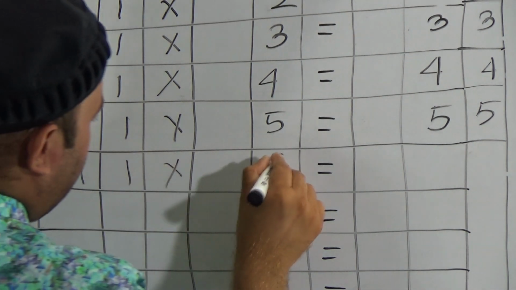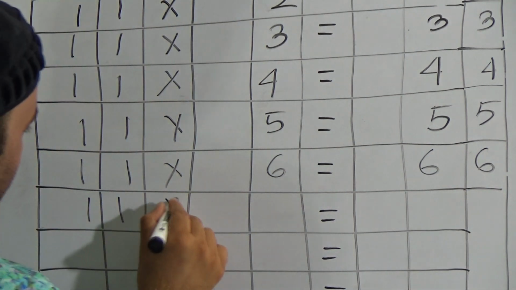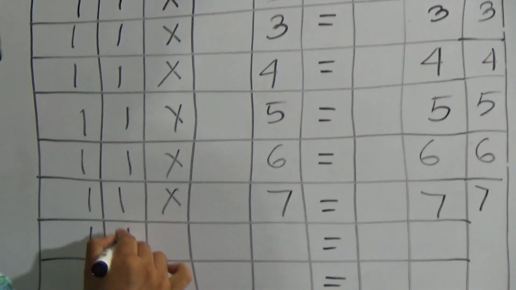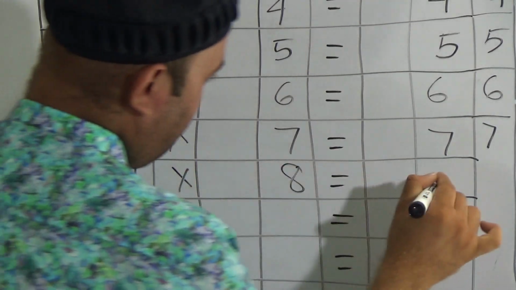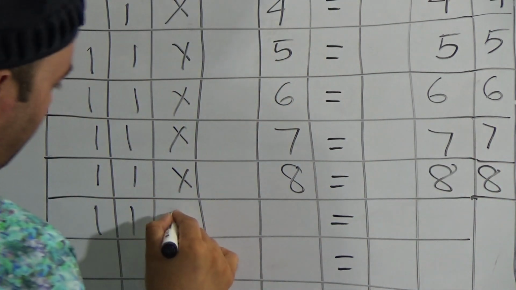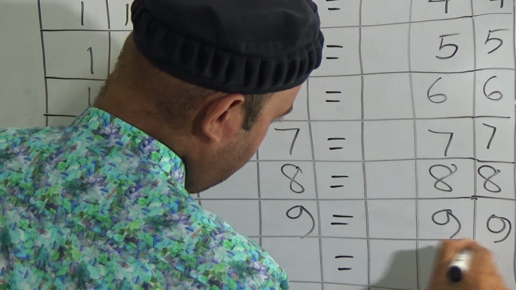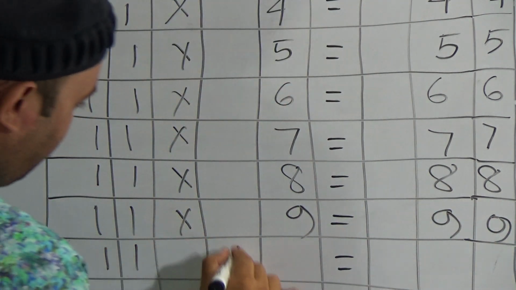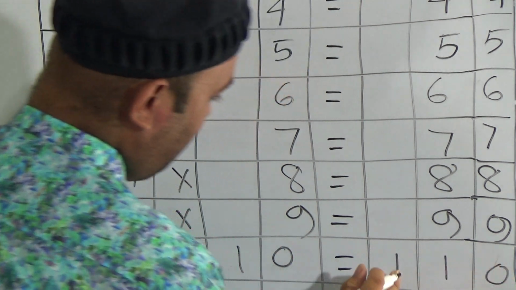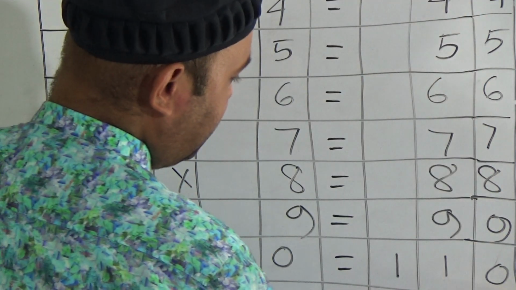11 sixes are 66. 11 sevens are 77. 11 eights are 88. 11 nines are 99. 11 tens are 110. So 1 will be 100 place, the next one will be the tens place and 0 will be the ones place.